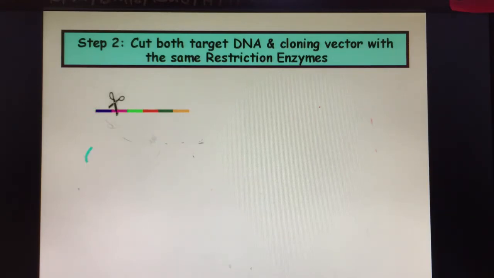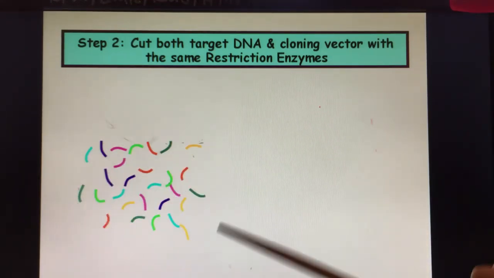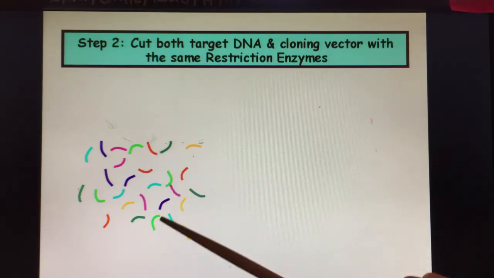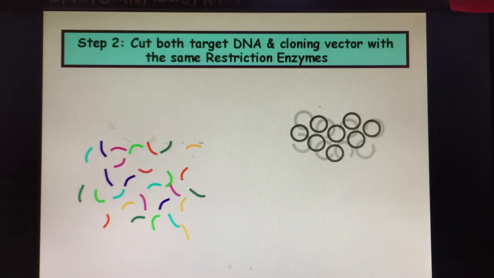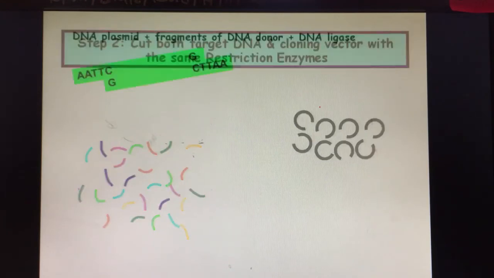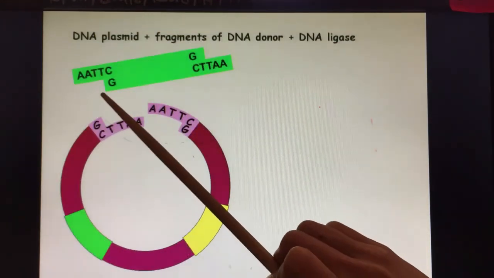So the digested target DNA and the digested plasmid are mixed together. So you actually have lots of DNA fragments, and your genes can be in multiple copies. Both fragments of DNA are mixed together with the digested plasmid in step 3.